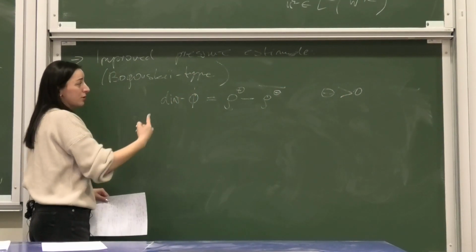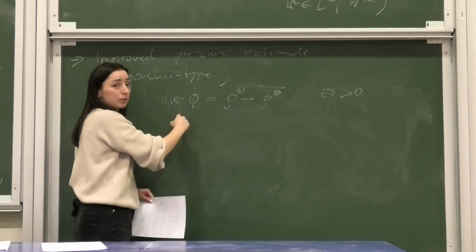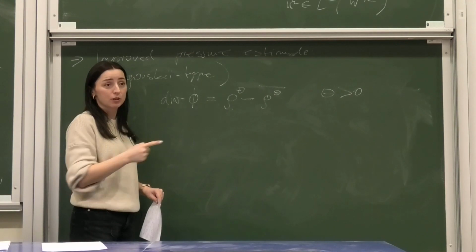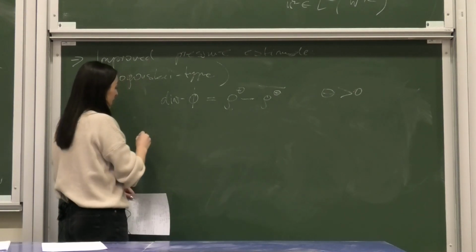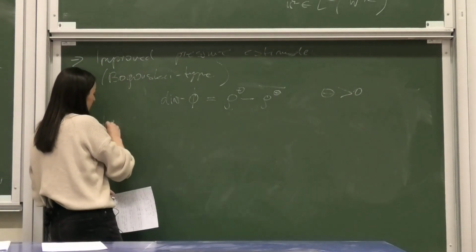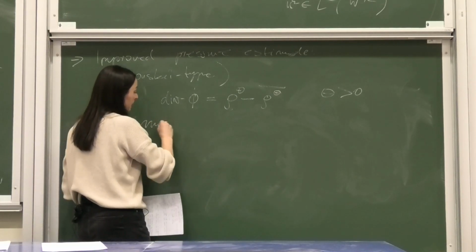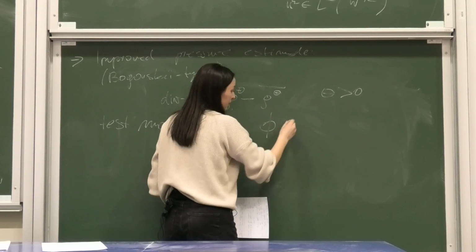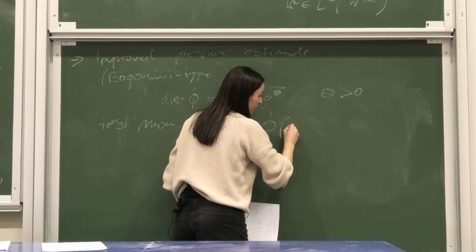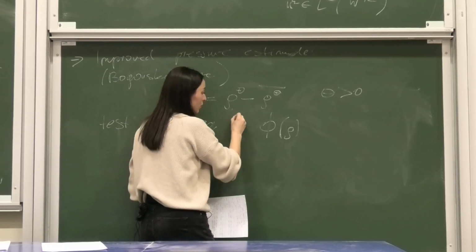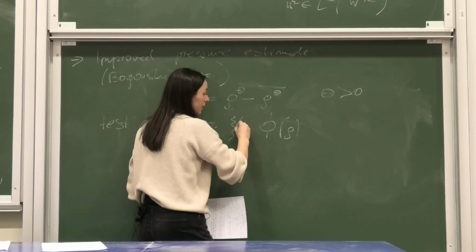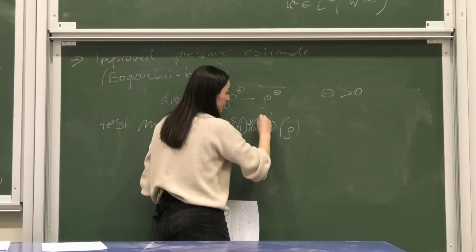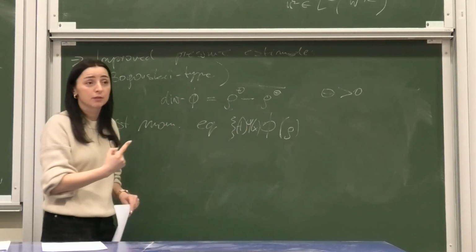Unfortunately, you usually cannot do it up to the boundary because there is a problem with insufficient boundary conditions if you use something like that. And you usually test the momentum equation with this test function phi, let's say phi of rho, but you always have to add some kind of cutoff function in time and cutoff function in space that brings you further away from the boundary.